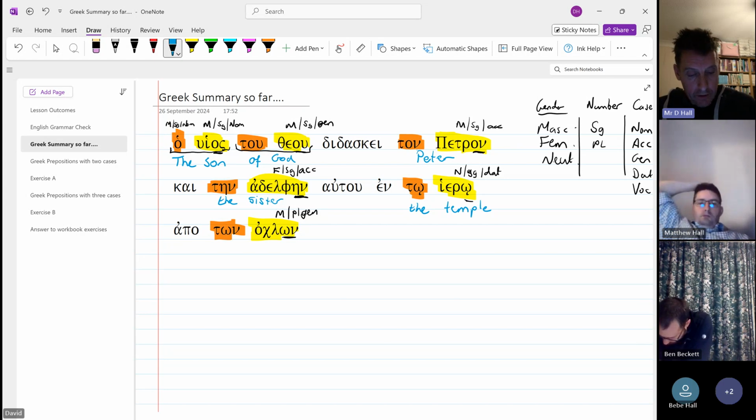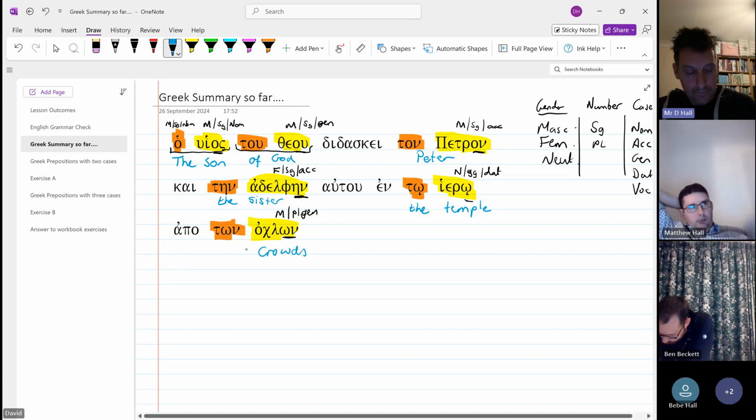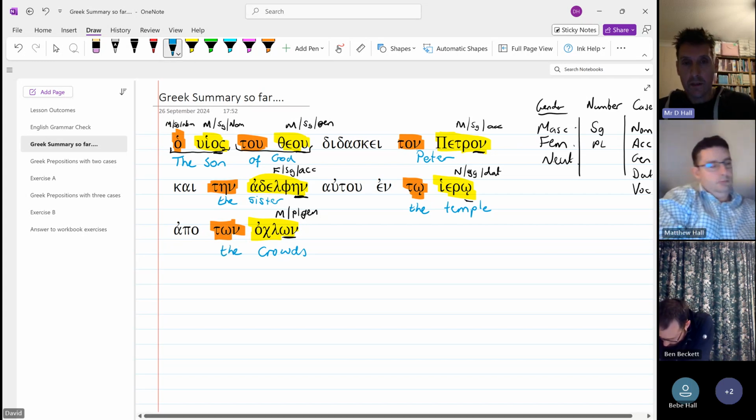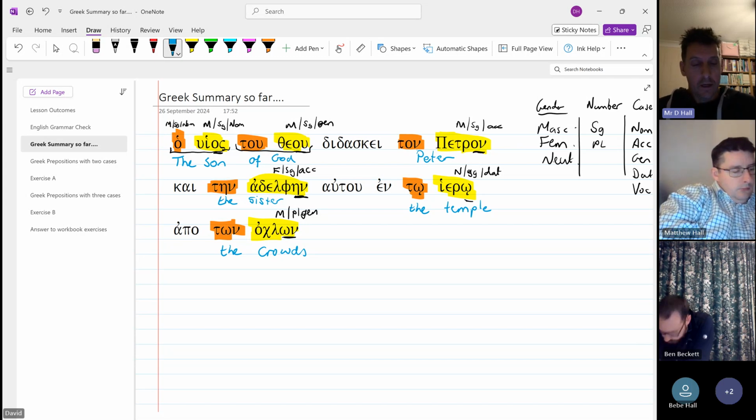And then finally, just on finishing off our nouns, we've got a genitive plural here. This is from oklos, which is crowd. And if we're in the plural, we want crowds. And because it's in the genitive, we're going to put "of the crowds," and there's a reason why it's in the genitive: because it follows a preposition. Right, so there are nouns.